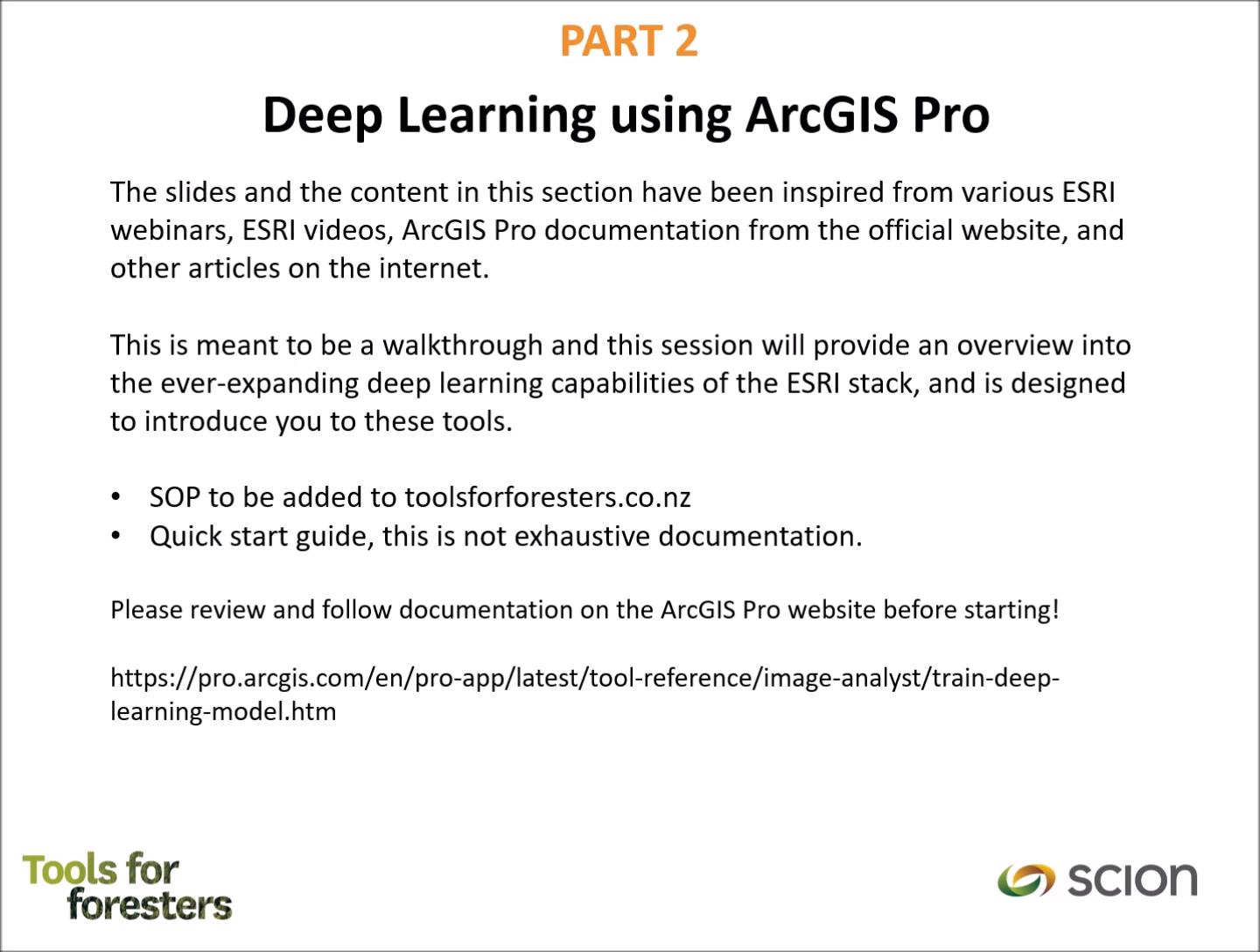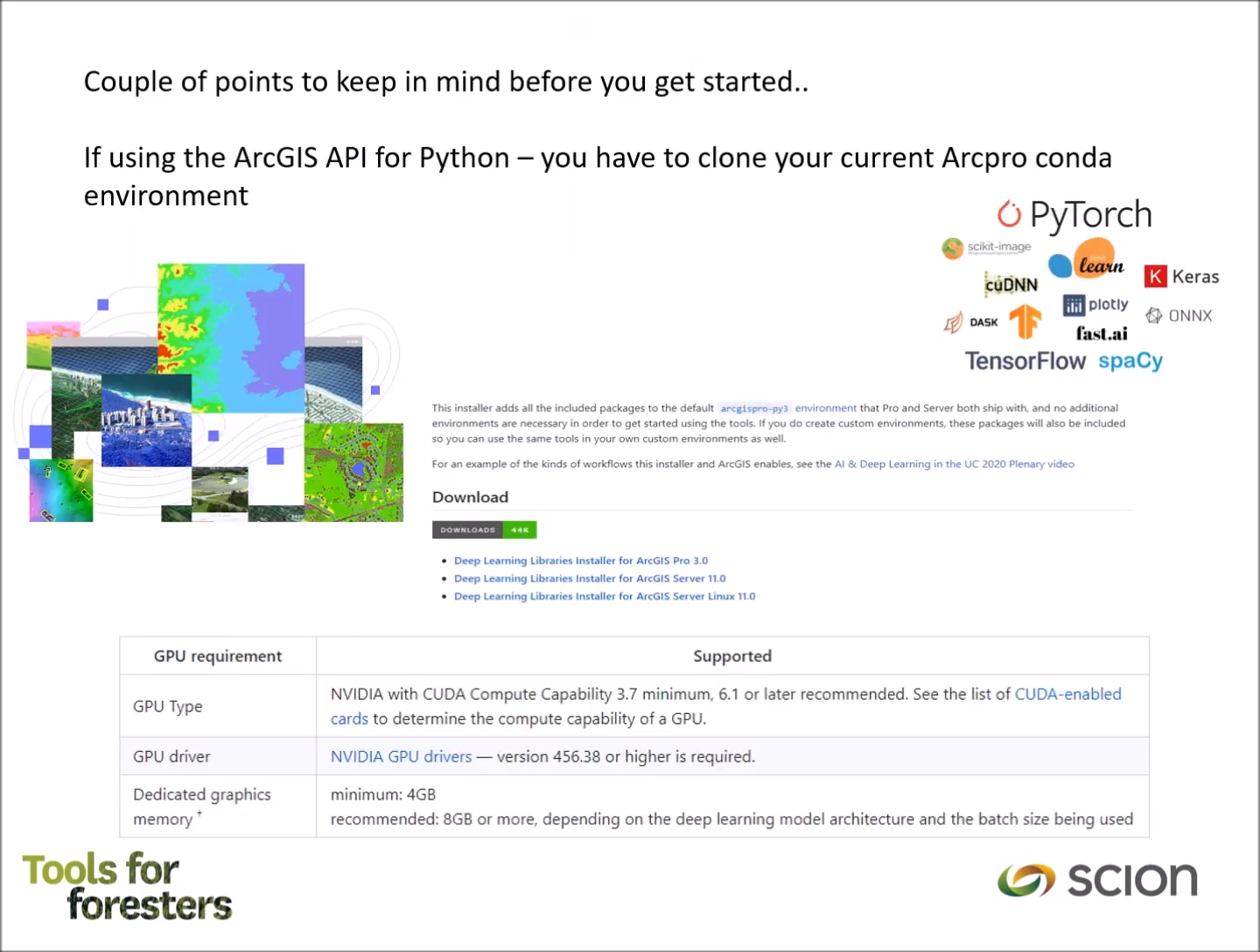Anyway, right. Couple of points to keep in mind before you get started. If you are using the ArcGIS API for Python, which is super powerful, you need to clone your current environment. There are 3 ways of doing that. You can do that in the GUI, you can do that using the Python terminal, or you can go down the route of Anaconda. You also need some really cool hardware, GPUs. I would highly recommend you check out the website before going out and buying a random GPU, to check for CUDA compatibility and drivers.